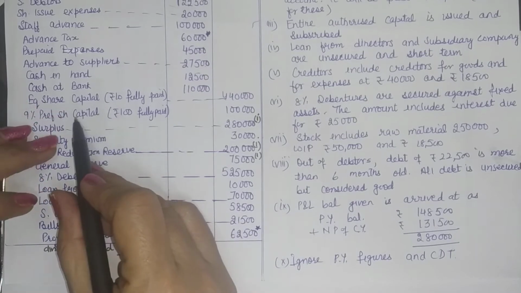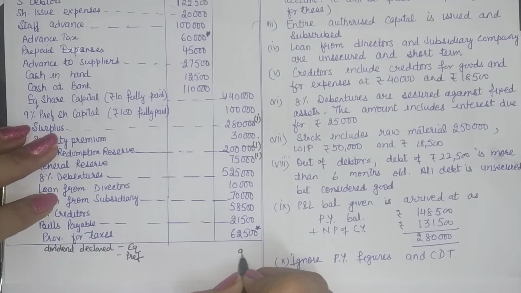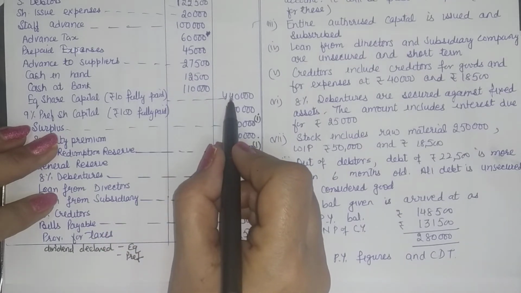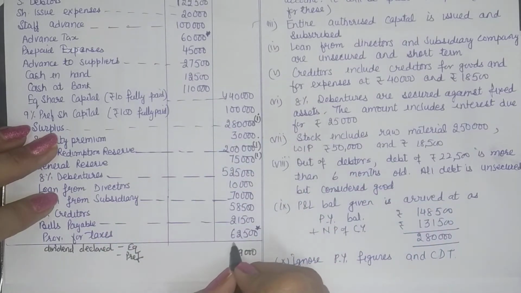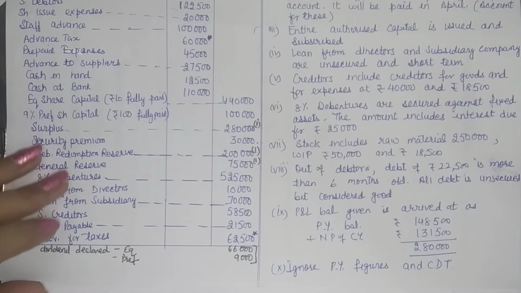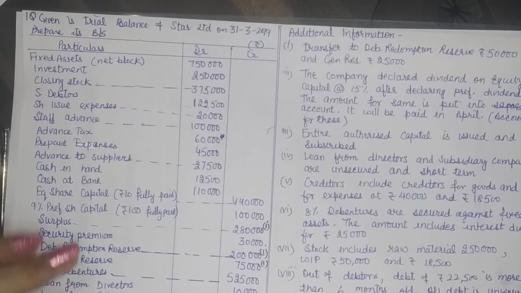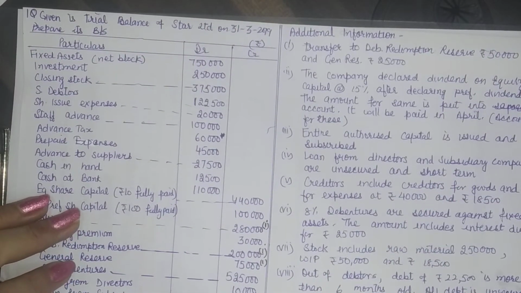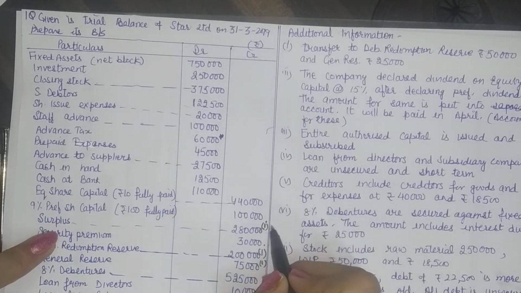On preference it is 9%, that means 9,000. On equity it is 15%. So 15% of 4,40,000 is 66,000. So this is your total dividend, 75,000. Now it is to be paid in April. So it's a liability, but when we pay this, we give it out of our profits. So this second adjustment is also relevant here. So we will put here number 2.